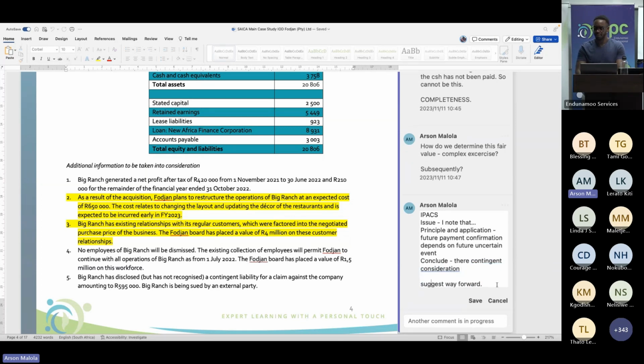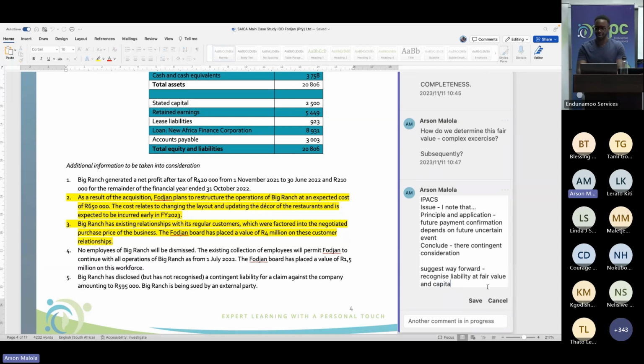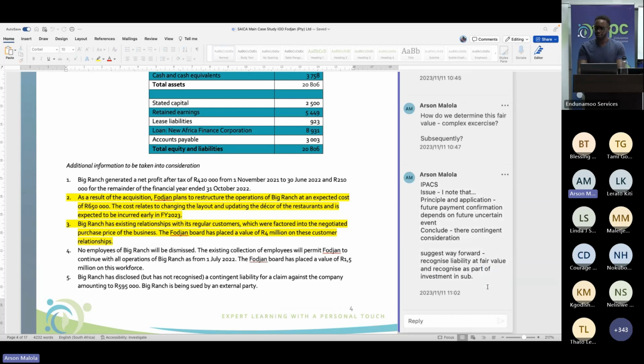Okay, so just the way forward. It needs to be recognized at fair value. Recognize the liability at fair value, and capitalize or recognize it as part of the investment in the subsidiary. Certainly you need to do all of those steps to have a complete point.